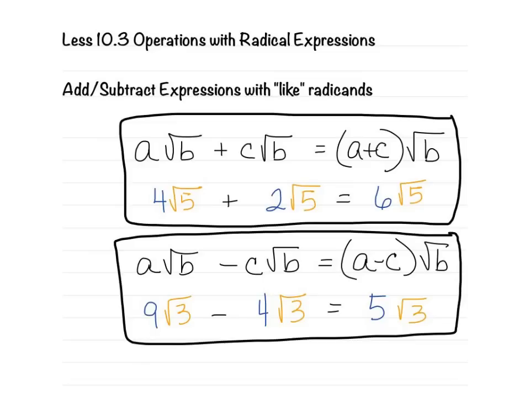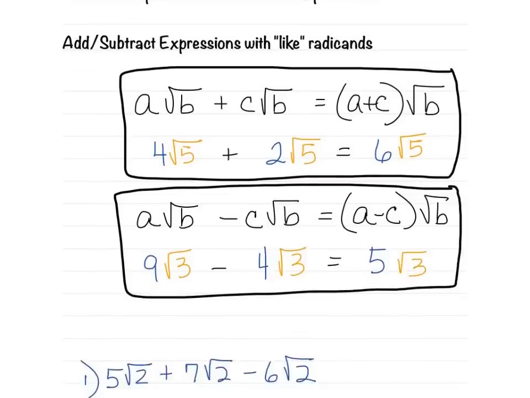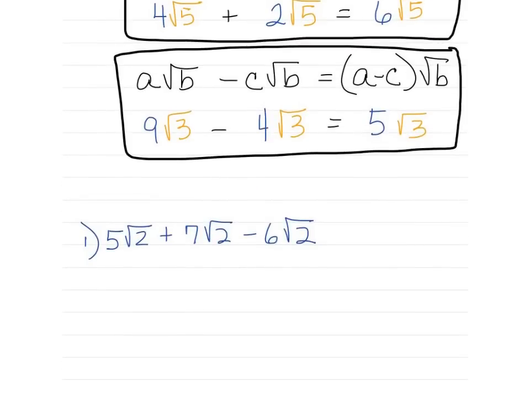Subtraction works the same way. A radical b minus c radical b is a minus c radical b. And then just a numerical example, 9 radical 3 minus 4 radical 3 would be 5 radical 3. Okay, let's practice this skill.